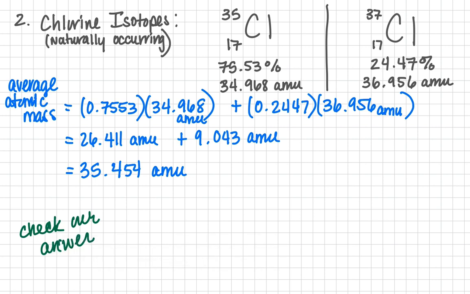First thing I like to do is say, okay, I ended up with 35.45. Is that in between the two weights that they give me? 34.9, 36. We have 35 and some change. So yes, that makes sense. Next, which one has the highest percentage? 75 has the highest percentage. And the answer is closer to that, which is 35, than the other one, which is almost 37. So in this case, this particular answer does make sense.